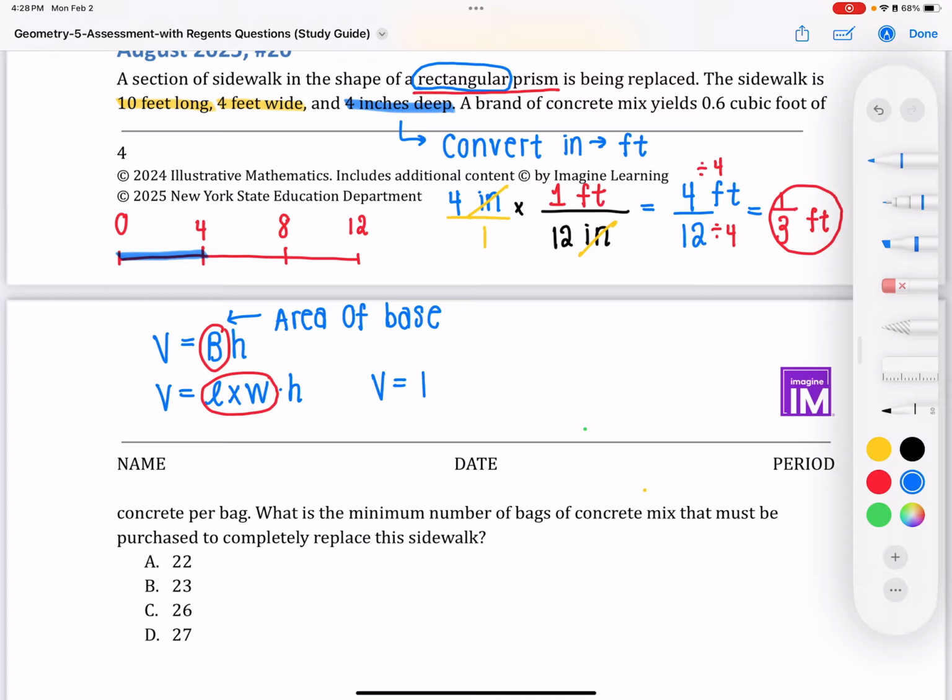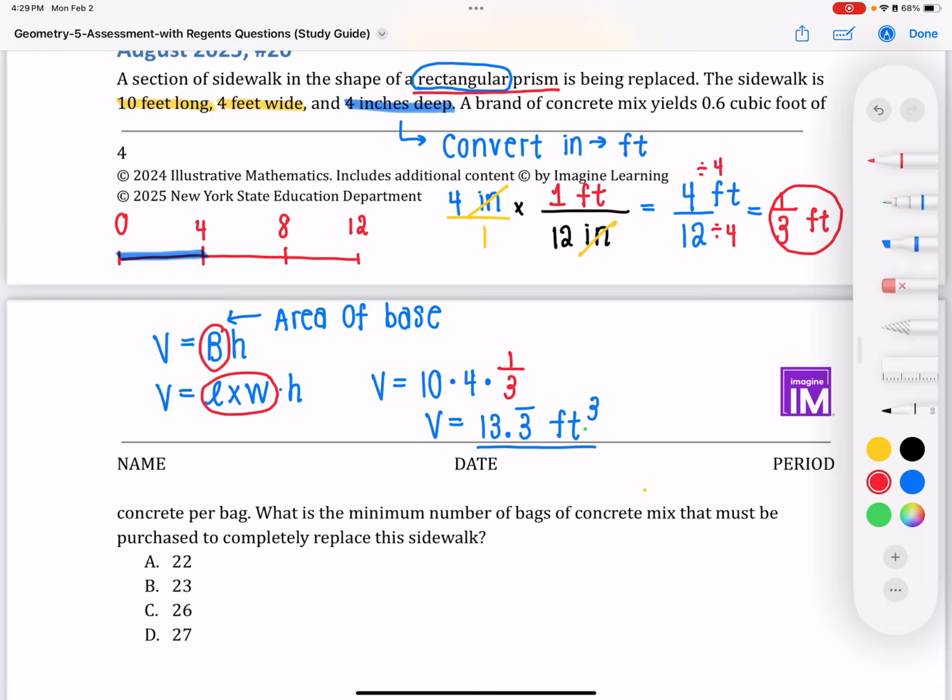Alrighty, so now we can do 10 times 4 times our 1/3 that we just found, and these are now all in feet, so perfect. And when we plug this all into the calculator, we end up getting 13.3 repeated. And I'm going to write this in cubic feet.